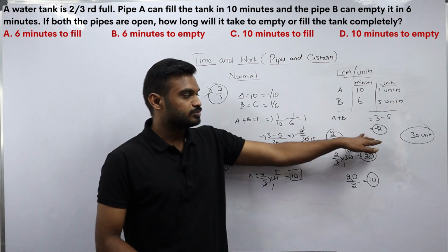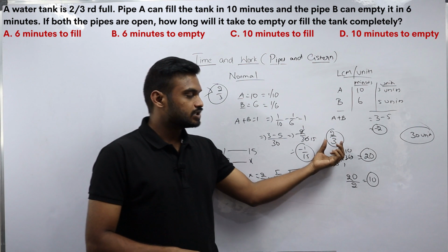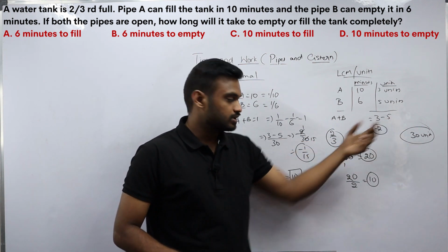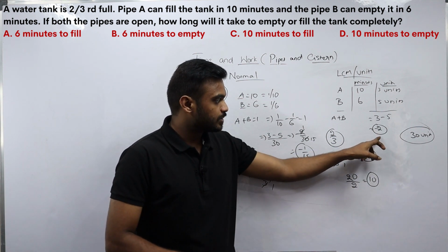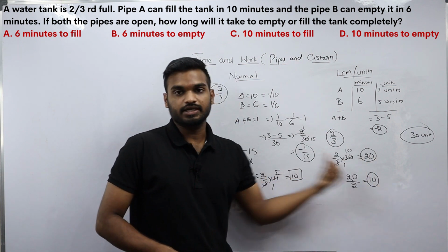Here A plus B can empty 2 units of work per minute. We already know the tank is only 2 by 3rd filled. So 2 by 3rd of the total work, that is 20 units of work, needs to be emptied. Per minute they are emptying 2 units of work, so to empty these 20 units of work, they take 10 minutes of time.